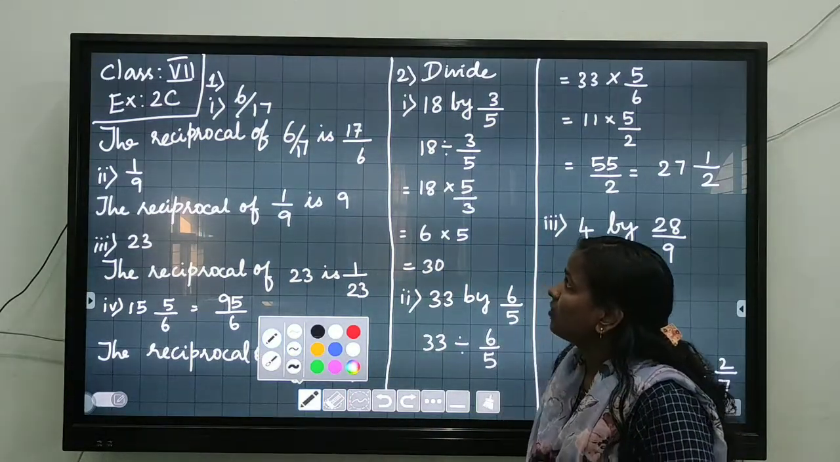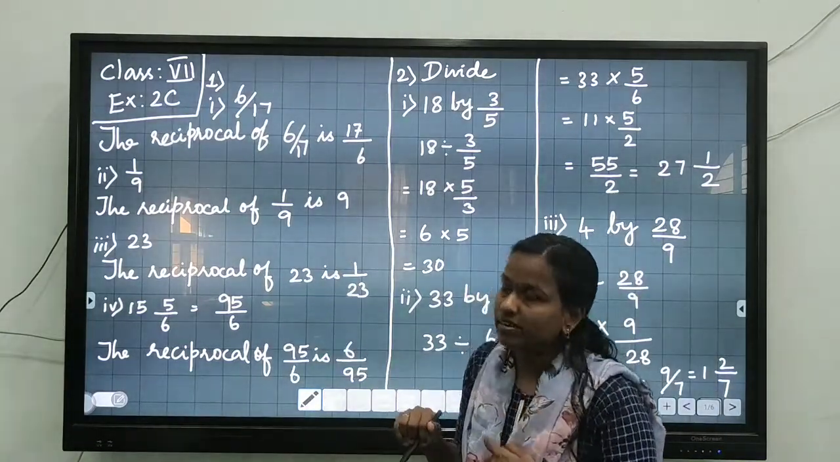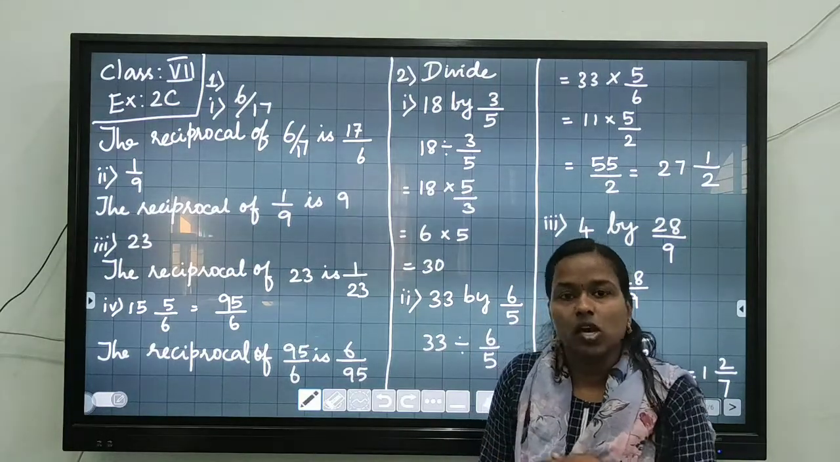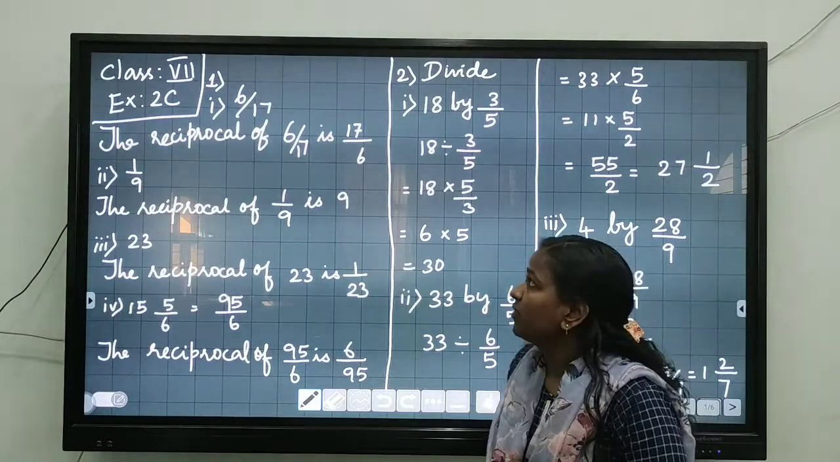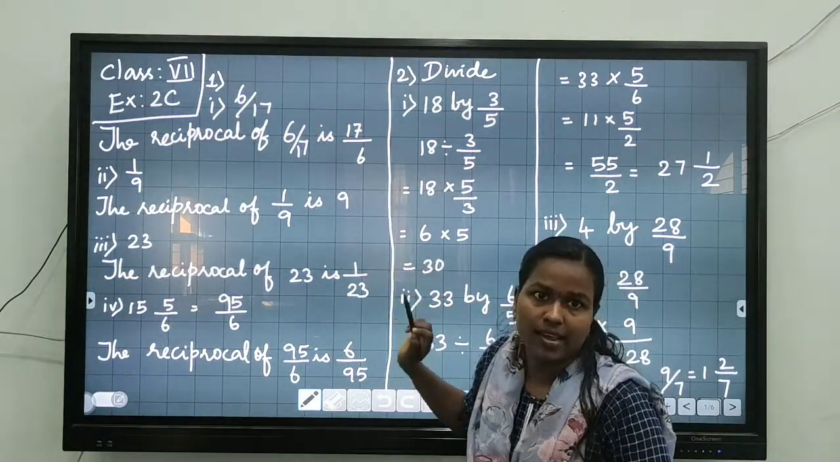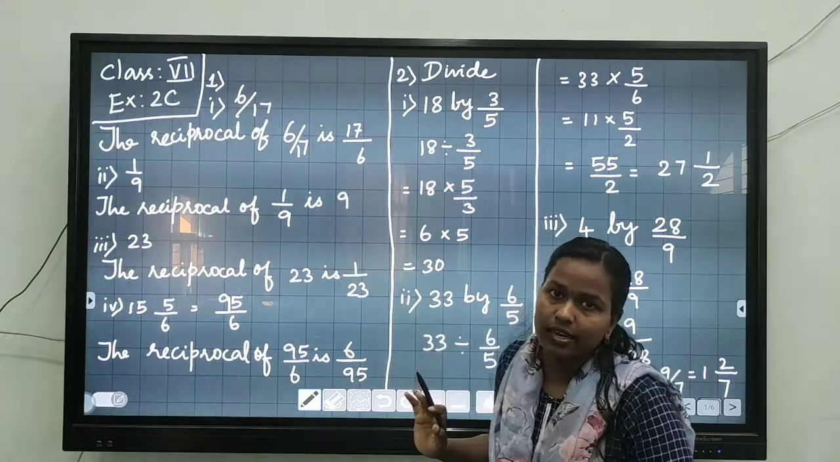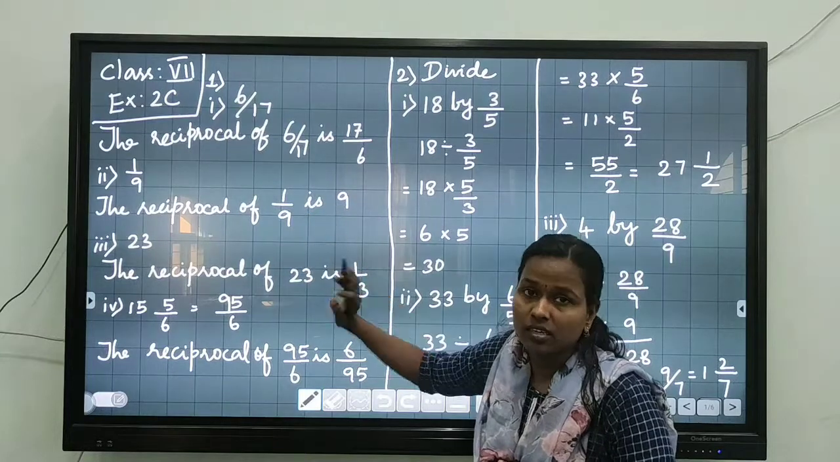So the reciprocal of 1 by 9 is, see, you know for any whole number the denominator is always 1. Simply you are writing 9 also. For that number the denominator is always 1. So we can write that 9 by 1 as 9 also. But we can't write 1 by 9 as 9. If 9 divided by 1, then we can write that as 9. But 1 by 9 we can't write as 9.